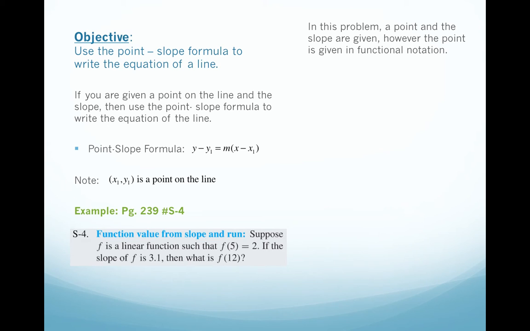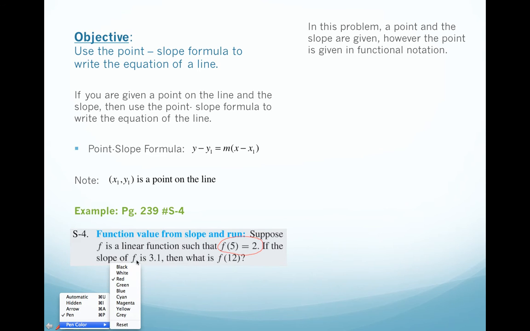In this problem, we are going to write the equation of a line that goes through the point f of 5 is equal to 2, and this line has a slope of 3.1. However, let's note that in this particular problem, the point that we're given is written in functional notation. So notice that we're given f of 5 is equal to 2.